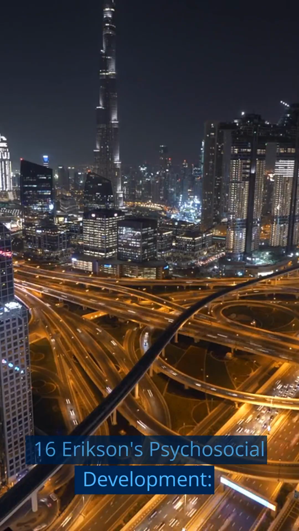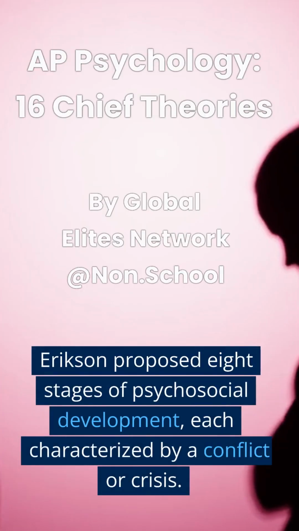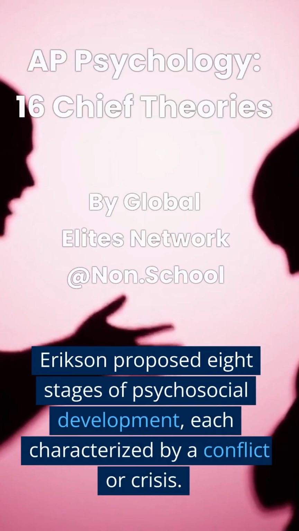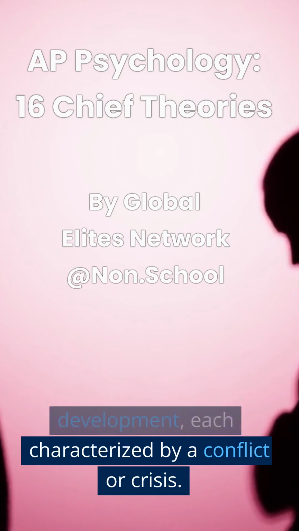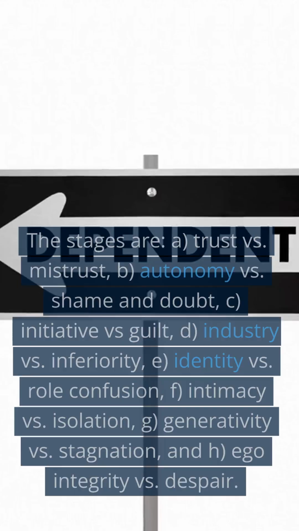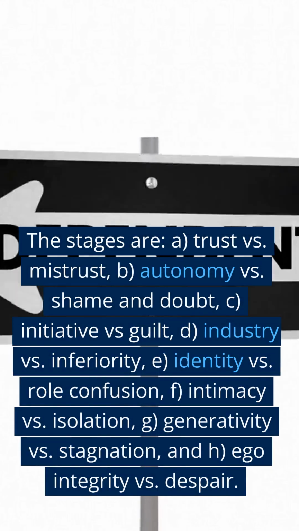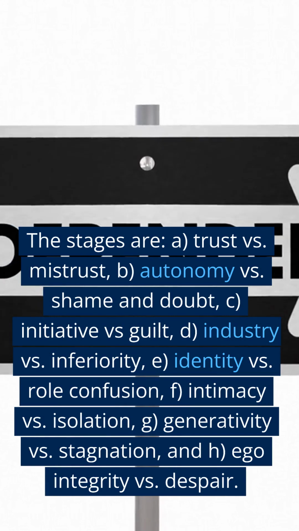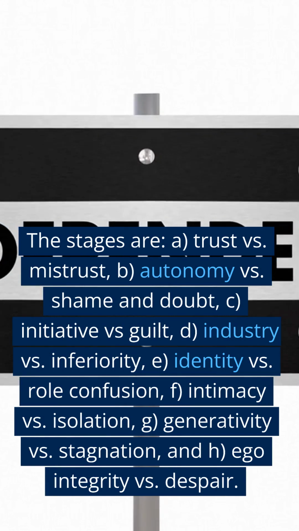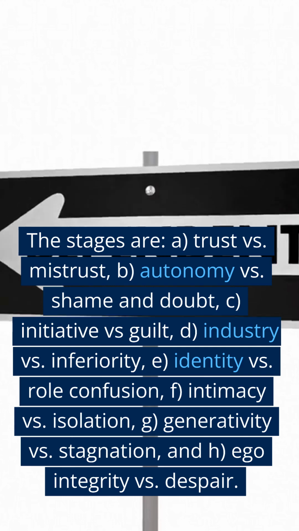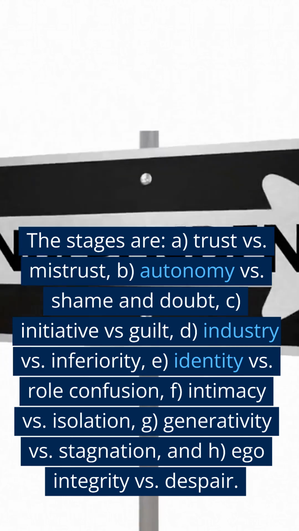16. Erikson's psychosocial development. Erikson proposed 8 stages of psychosocial development, each characterized by a conflict or crisis. The stages are A. Trust versus mistrust, B. Autonomy versus shame and doubt, C. Initiative versus guilt, D. Industry versus inferiority, E.